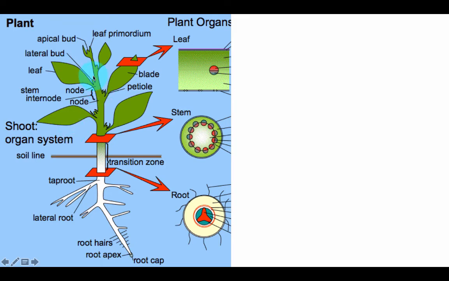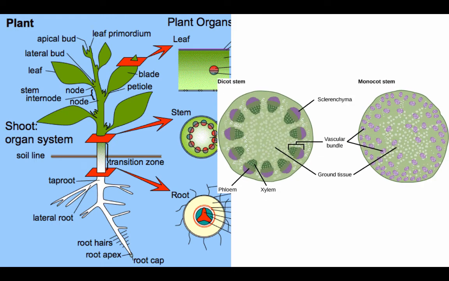Now you have lateral buds, and you have your nodes, which are this region right here where the petiole attaches, yeah? And then you have the blade of the leaf, and together the petiole and the blade make up the leaf. Just so you can have an idea of the entire system now put together, root and shoot.